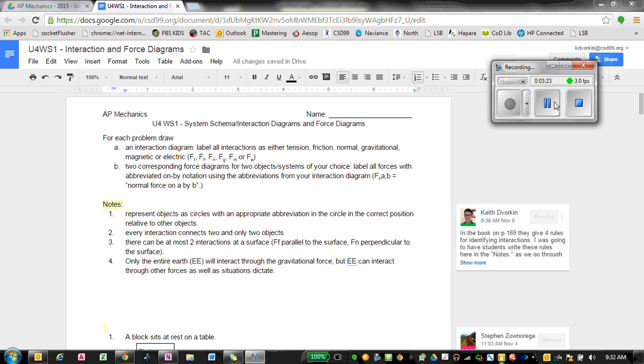Now I want to put some examples on the page here so you can see what these things look like. I will also draw the force diagrams that match these things, and I'll use those force diagrams to show why only allowing gravitational forces from the entire Earth leads to some problems.